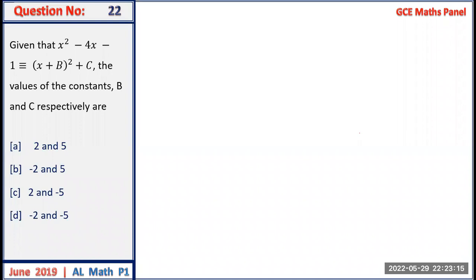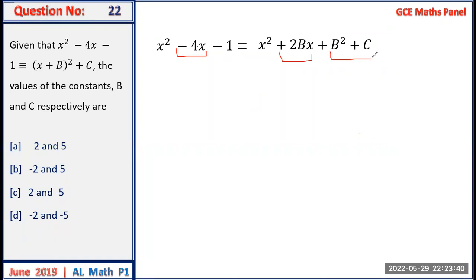Now, given that x squared minus 4x minus 1 is identical to x plus b squared plus c, the values of the constants b and c respectively are. So this is what we have here, and they want us to solve for b and c. So we can solve by equating coefficients. And from here, you will see that 2b is equal to minus 4, while b squared plus c is equal to minus 1. So if 2b is equal to minus 4, we see that b is equal to minus 2.